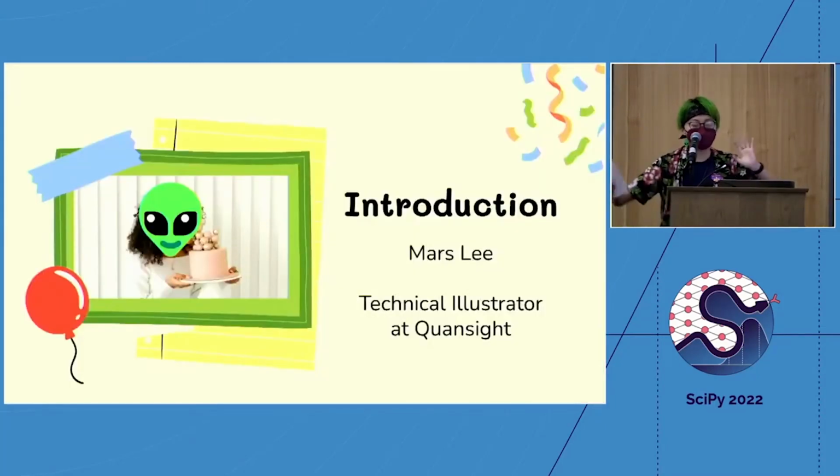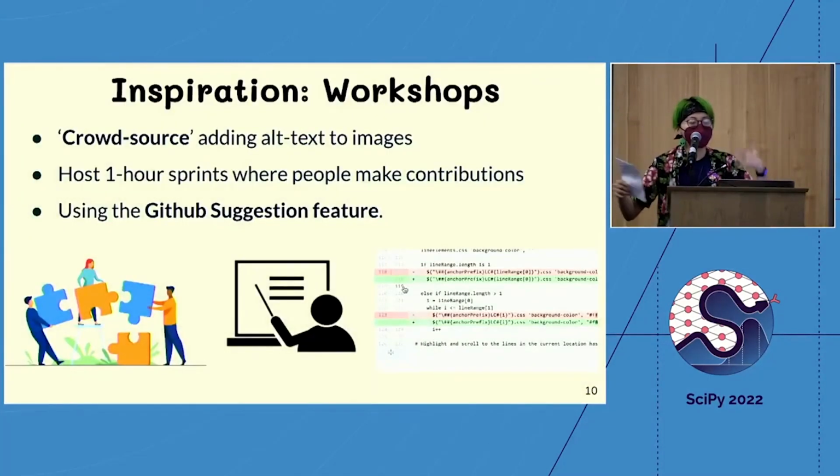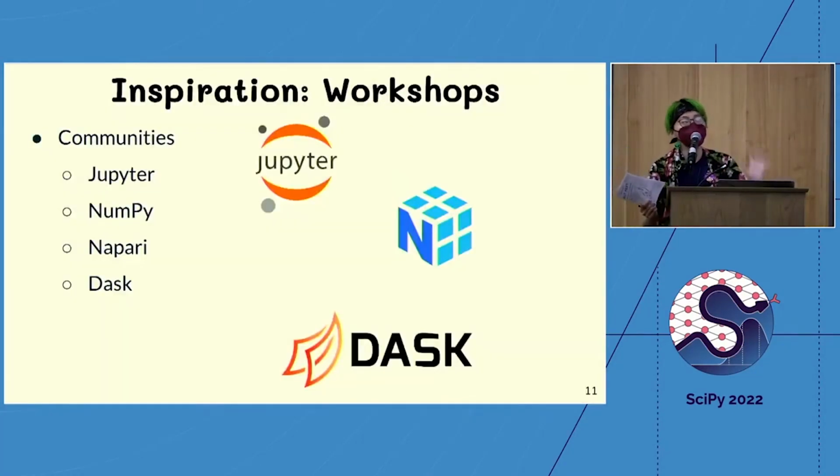So, a very brief introduction. I'm Mars. I'm a technical illustrator at QuantSci. The inspiration for these comics are the workshops that I hosted in QuantSci Labs with my coworker, Isabella. We've been hosting these alt text workshops, where you crowdsource adding alt text to images, hosting 1-hour sprints where people make contributions using the GitHub Suggestions feature. These are the communities that we already made a real-world impact in.